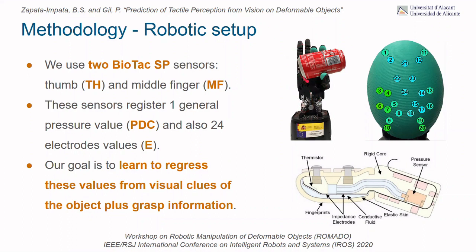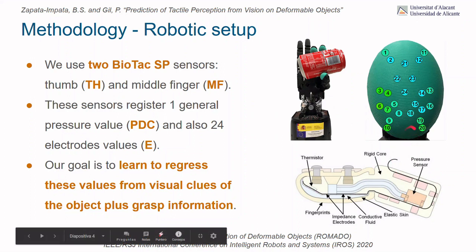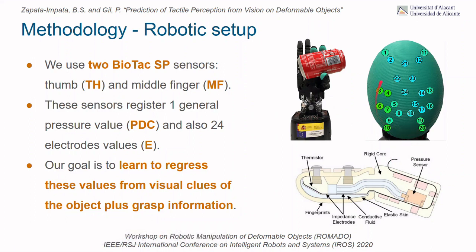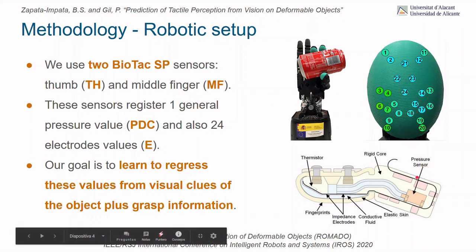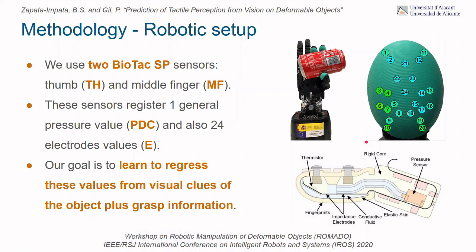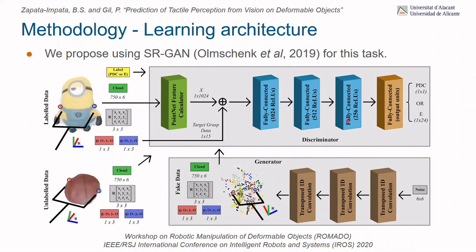This tactile sensor registers one general pressure value in its base, right down here, but it also registers 24 electrode values, with these electrodes throughout its surface. So our goal is to learn to regress these values, either the electrode values or the PDC value, the pressure value, from visual clues of the objects plus the information of the grasp that we want to execute.